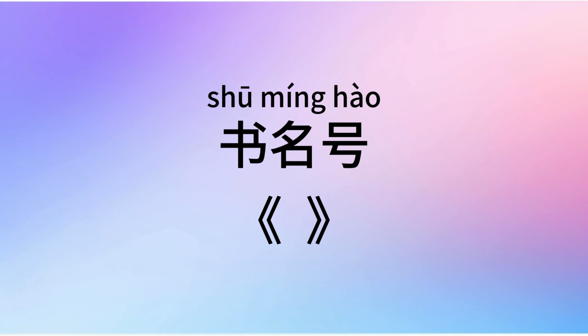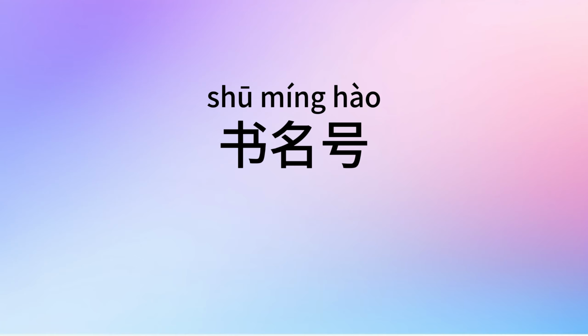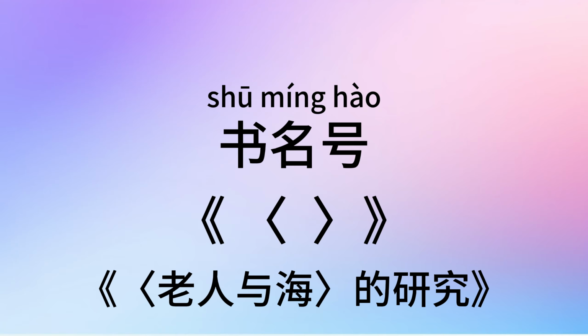And finally, some unique marks in Mandarin. The mark for books. When you're writing the name of a book or the name of a movie or play, you will see this mark framing the title. And the same as the quotation mark, if you write a book's title inside a book's title, like the study of The Old Man and the Sea, then the inner one will not be double but single, just to differentiate.